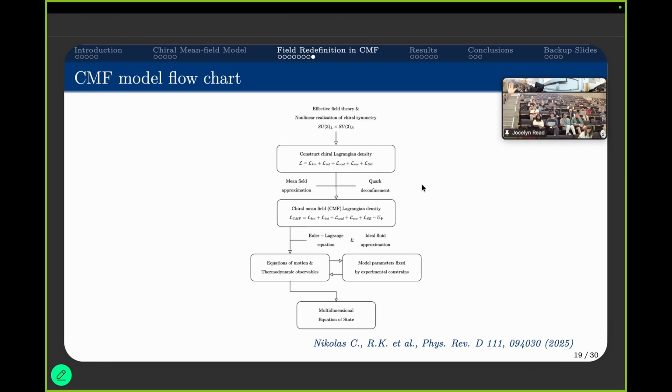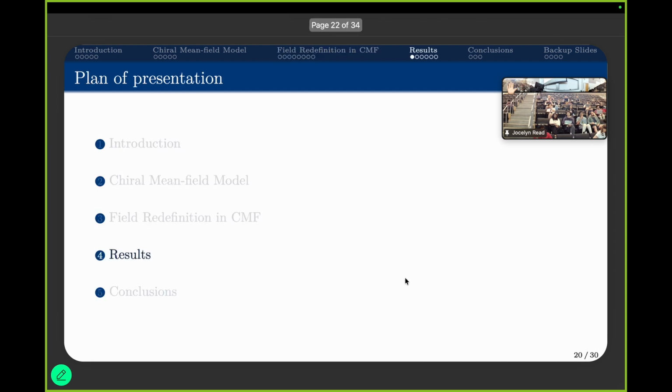Then we have the CMF model flowchart. We started with the Lagrangian. Now how do we obtain physics out of it? We put it in the Euler-Lagrange equation of motion. We solve the equation of motion, the non-linear coupled system, and by fixing the model parameters using experimental constraints, we get the multidimensional equation of state.